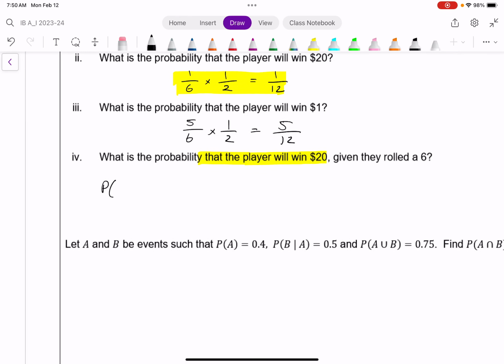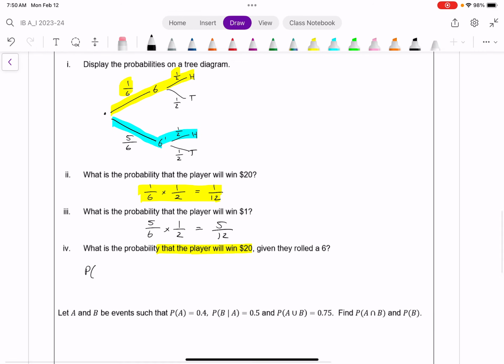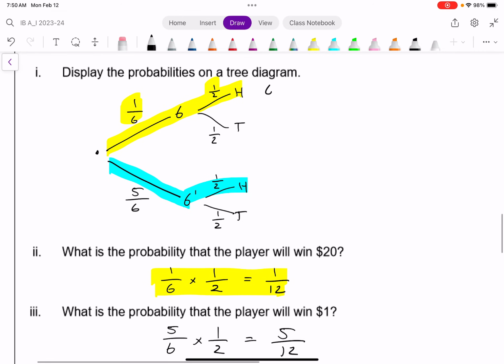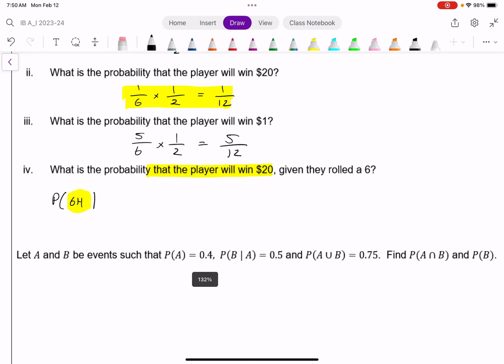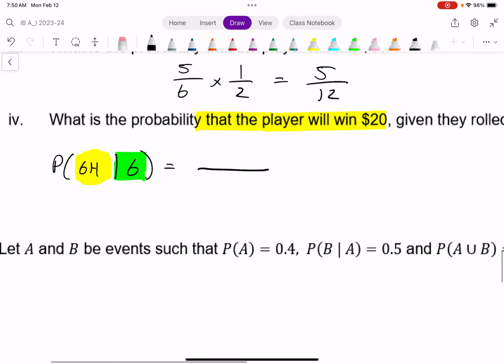So I'll say the probability, if I look right here in this pathway, that's the probability of getting a 6 and then a heads. That's winning $20. That exact order, a 6 and then heads. And so I want to find the probability of that happening, 6 and heads, but given they rolled a 6. So that I could show it like this. And so how do I find that? Well, I want to find the probability of where 6 and heads intersects with just a 6, divided by the probability of just rolling a 6.